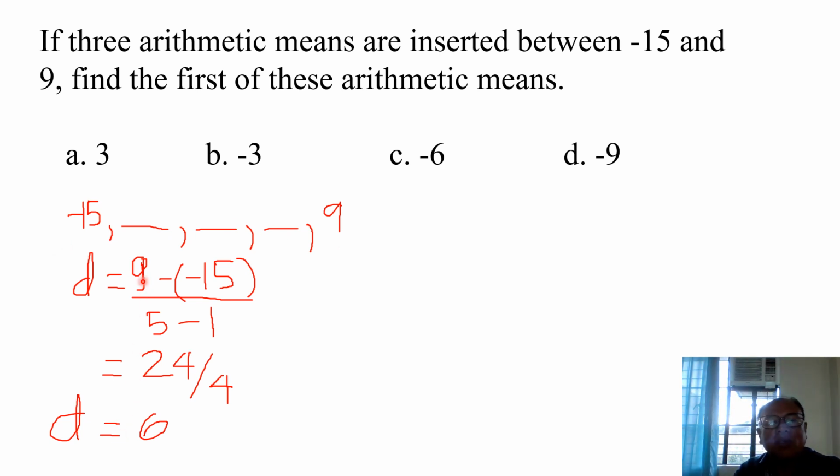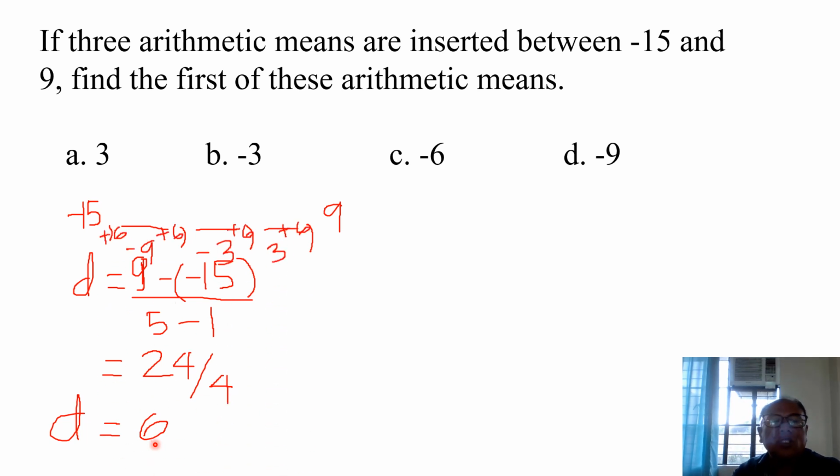So using the formula, the last term minus the given term, negative 15, divided by the number of terms. Count the number of terms here: 1, 2, 3, 4, 5. The last term is the fifth term, and the given term before that is the first, so that is 5 minus 1. Simplifying, 9 minus negative 15 is positive 24, and 5 minus 1 is equivalent to 4. So 24 divided by 4 is equivalent to 6.